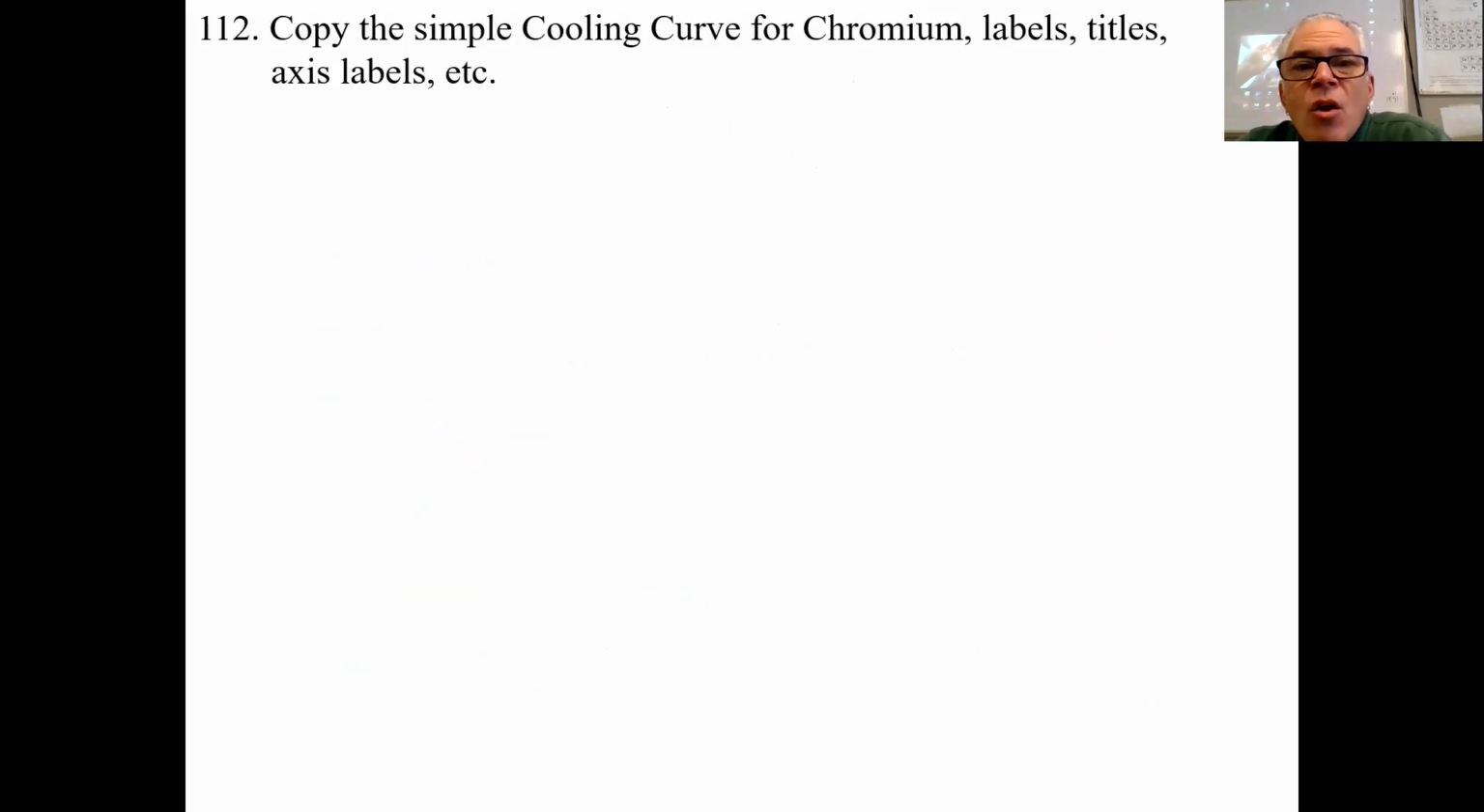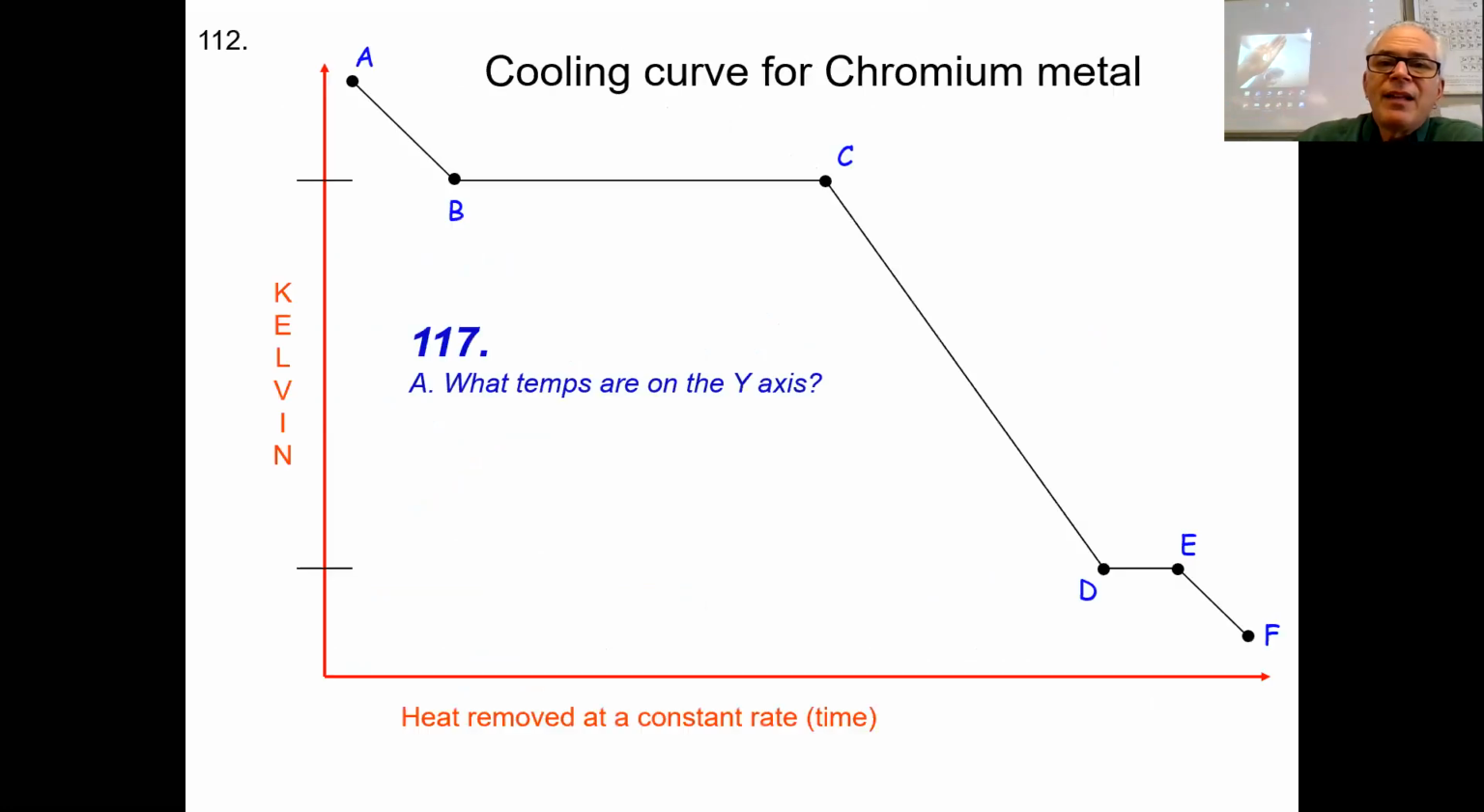All right. We're going to copy this quick cooling curve for chromium. We're going to put the labels in, and let's get this going. This is a cooling curve for chromium. You have to write the title, and there's a whole bunch of blanks. But the graph looks like this. We start at some really hot temperature.